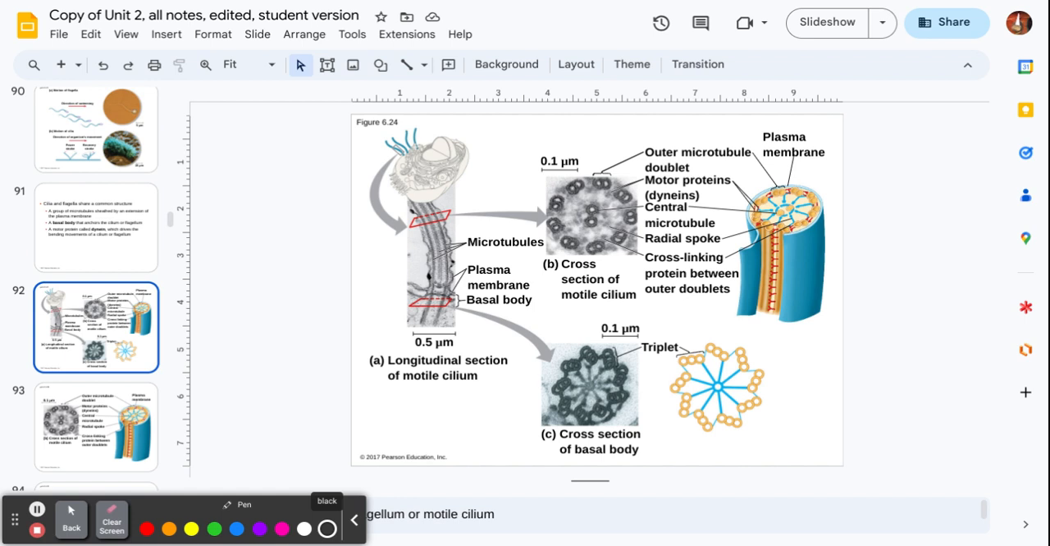Yeah, so here's their triplets. You can see they have it arranged a little differently than I did, but there's 9 sets of 3. So when you look at it, you're going to see this. But if you cut through it, you would see the 9 sets of 3, the triplet.